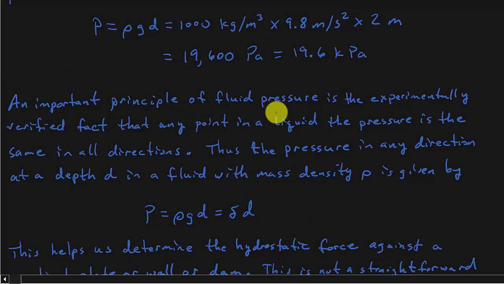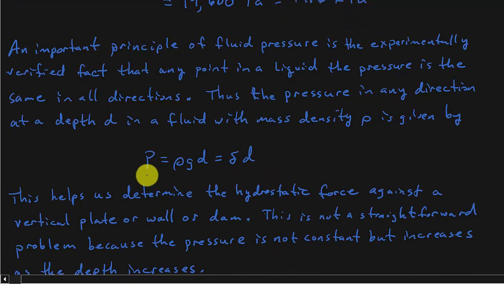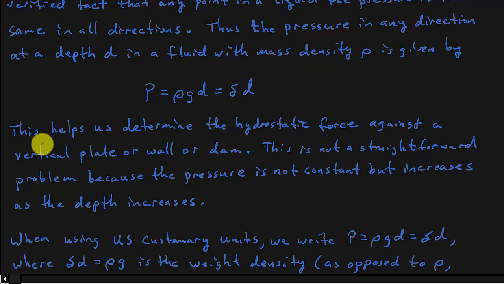An important principle of fluid pressure is the experimentally verified fact that at any point in a liquid, the pressure is the same in all directions. Thus, the pressure in any direction at a depth d in a fluid with mass density rho is given by P equals rho times g times d, which is equal to delta times d. All right, so let's talk about this a little more.